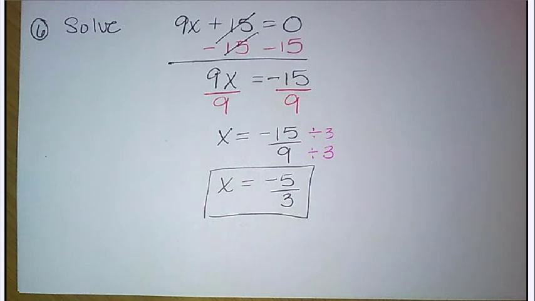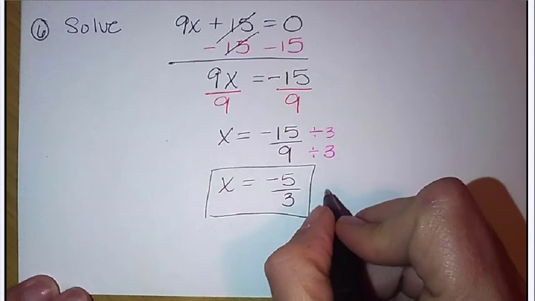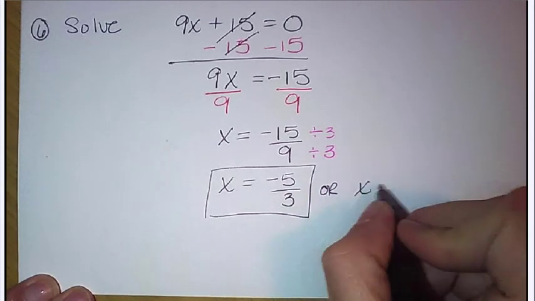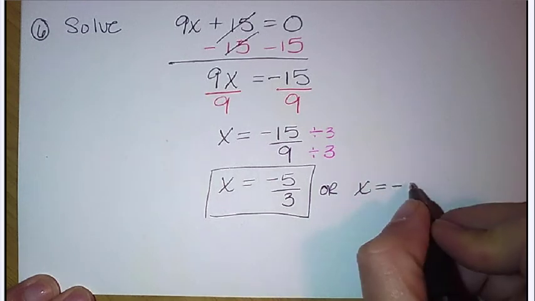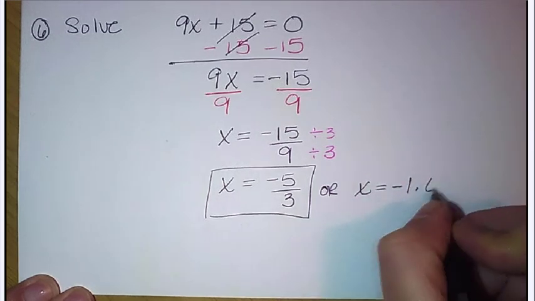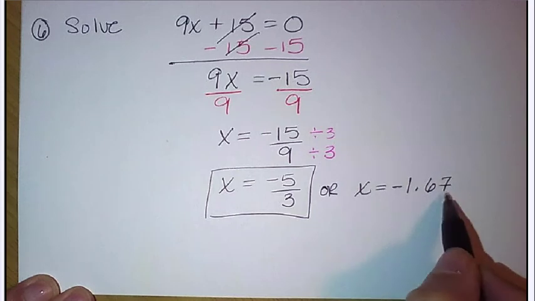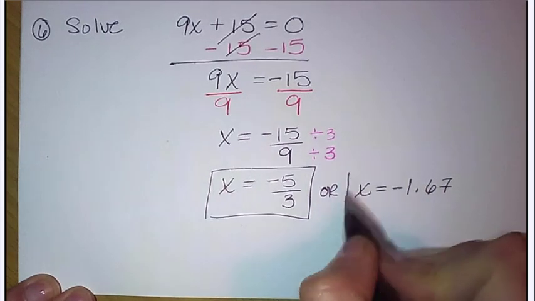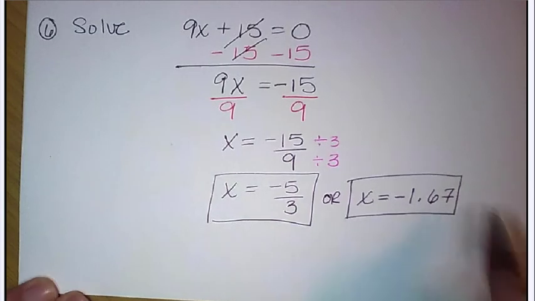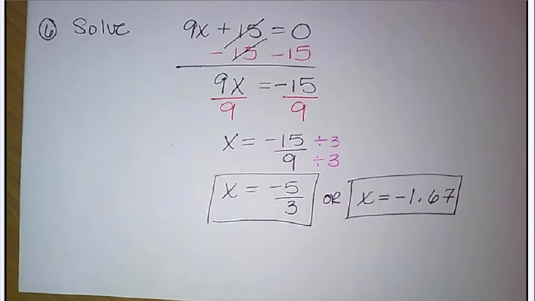Again, if you wanted to, you could divide this out into a decimal representation. Negative 5 over 3 is the same thing as x equals negative 1.67. Again, making sure to round to that second decimal place. And this would be my other answer. Again, it doesn't matter. If you want to leave it in the fraction form, you can do that. If you would prefer to put it in decimal format, you can do that as well.